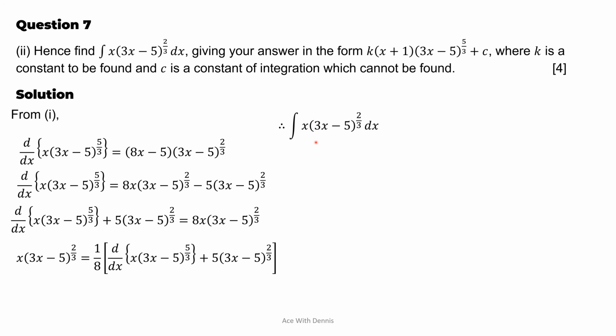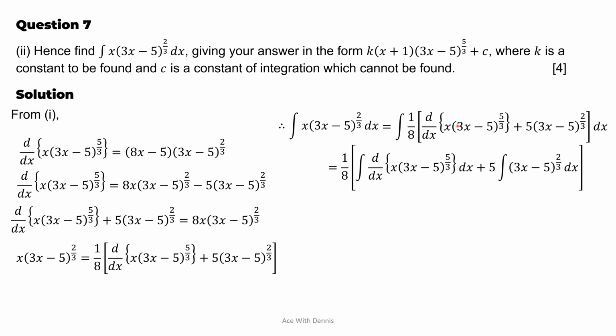Therefore, integrate x times (3x minus 5) to the power 2 over 3 dx equals integration of the whole thing here, right? 1 over 8 times d/dx of bracket x times (3x minus 5) to the power 3 plus 5 times (3x minus 5) to the power 2/3, dx. Alright, so now we can integrate term by term, right?